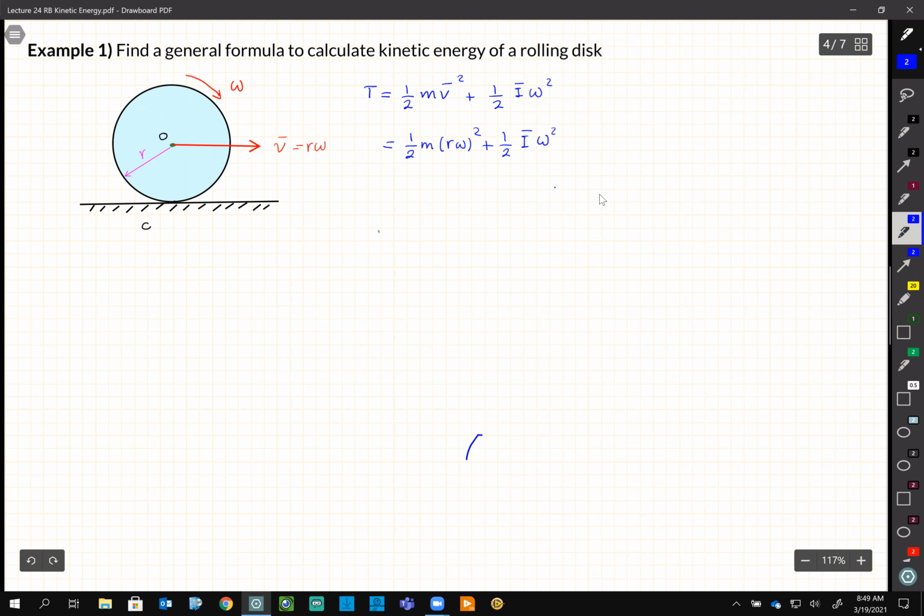Let's solve it first this way. If I substitute the values, I will get 1/2 m r squared omega squared plus 1/2, what is I bar for a disk? Half of m r squared omega squared. So I will get 3/2. Am I right? 1/2, 1/4.